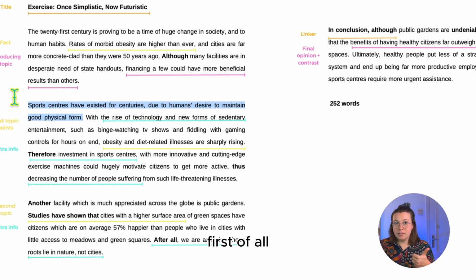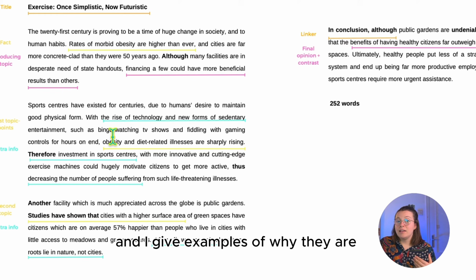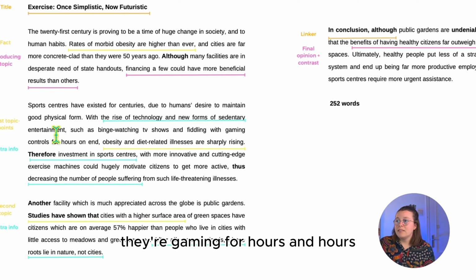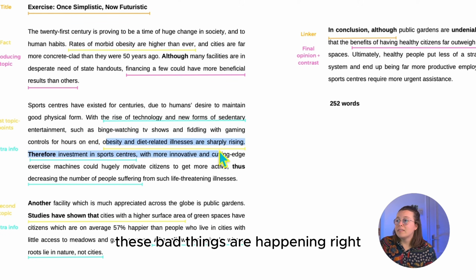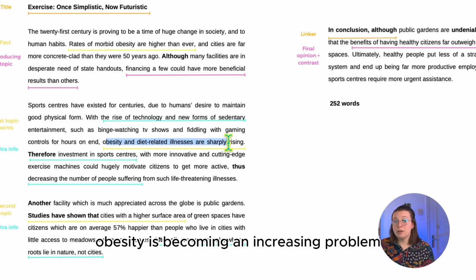I say, well, first of all, they're popular. And then I start to explain what the problem is. I say, well, technology has become more advanced. People are sitting down more, and I give examples of why they are sitting down more. They're watching TV shows, they're gaming for hours and hours, and as a result, these bad things are happening, right? People are becoming more ill, obesity is becoming an increasing problem.